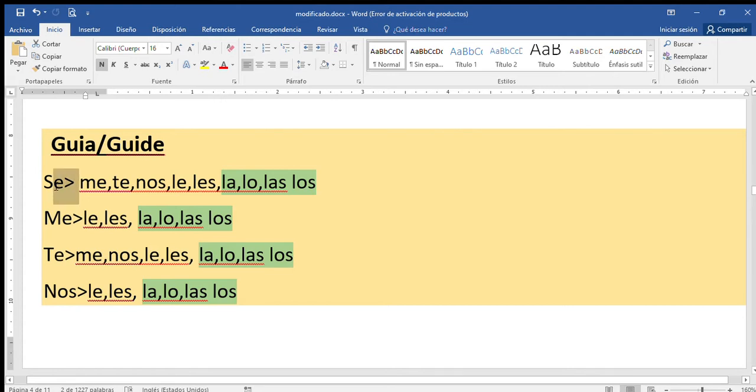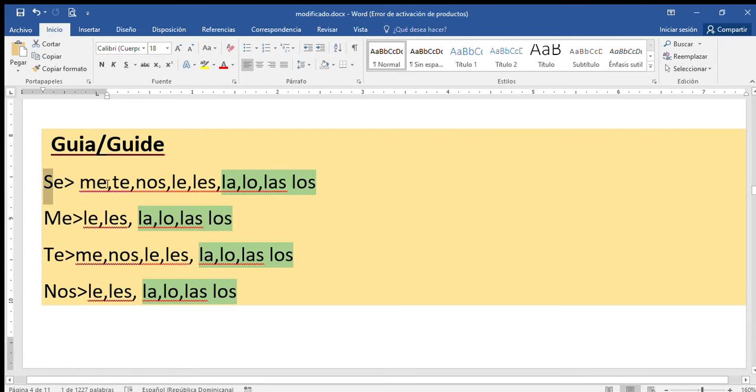This is a guide, es una guía donde nos dice en qué orden debemos usar los pronombres. Because, for example, when I was a child, and I think a lot of children do it, I used to say like the ice cream, "se me cayó." I used to say like "me se cayó el helado," and that was not right. It's "se me cayó el helado."